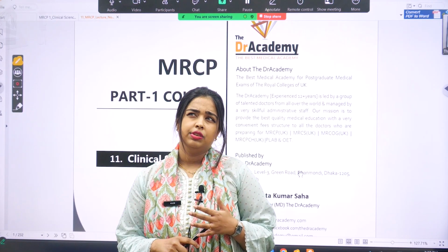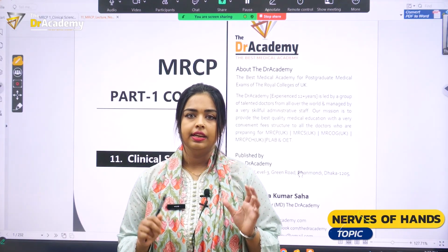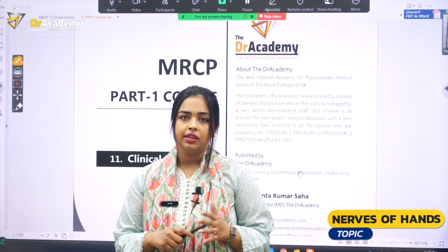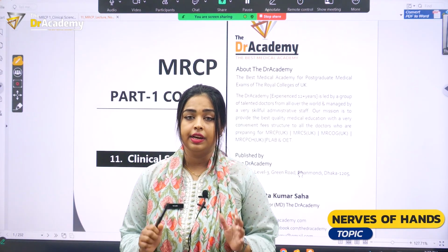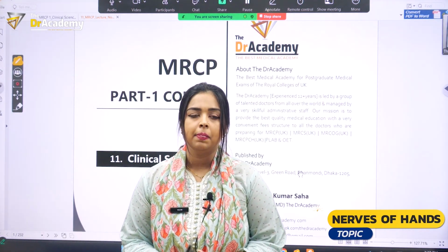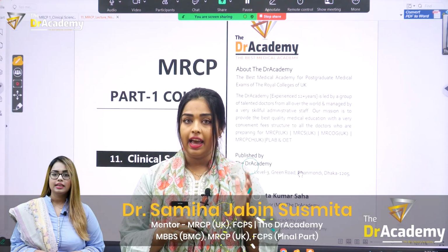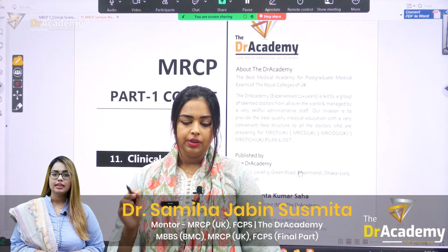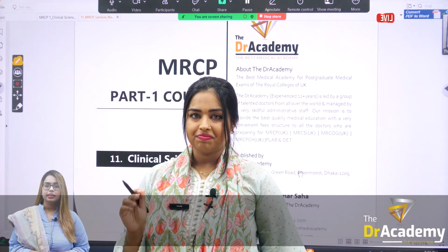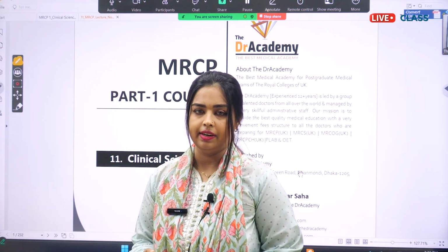Anatomy, you need to learn certain things, but important one is the nerves. Mainly the median nerve, ulnar nerve, radial nerve are very important for MRCP part 1 and part 2 exam. And because these nerves supply to our hands mainly, so today I am starting with the nerves of hands, mainly median nerve, radial nerve and the ulnar nerve.